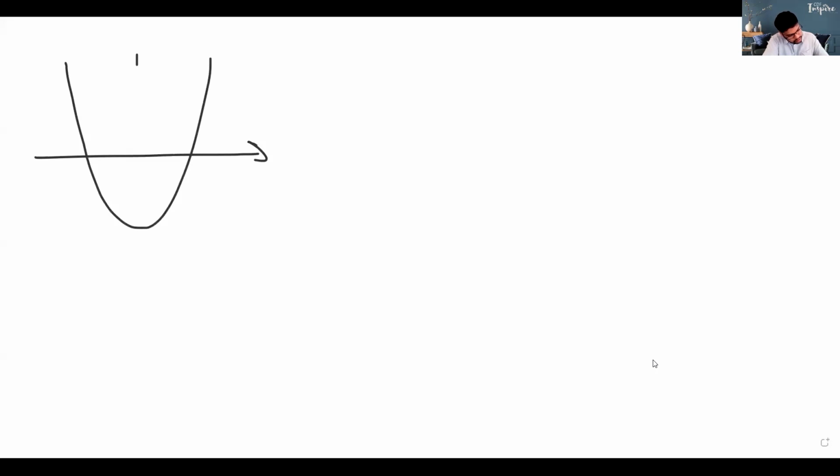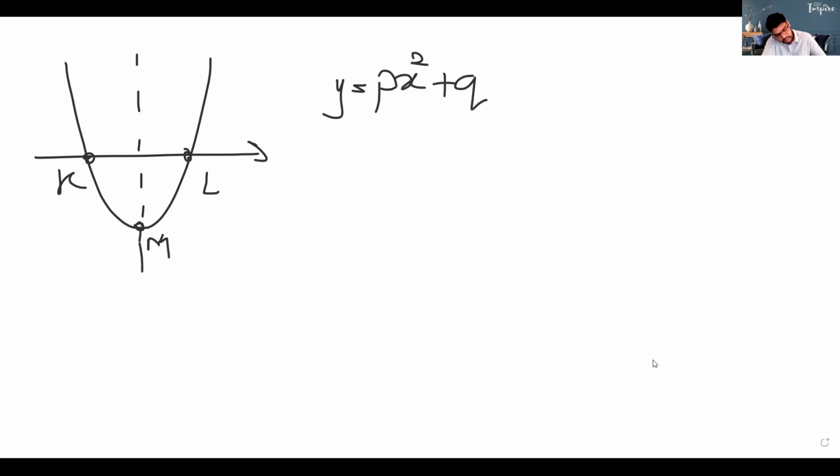Okay, so children, the first question, they have given us a graph, right? I'll just draw a quick sketch of it, not too accurate, but just enough for our purpose. I think there's no y-axis. So this is the type of graph they've drawn. This is K, this is L, and this point is M. This is a rough sketch, children. And the equation of the graph they've given is y equals px squared plus qx plus r.